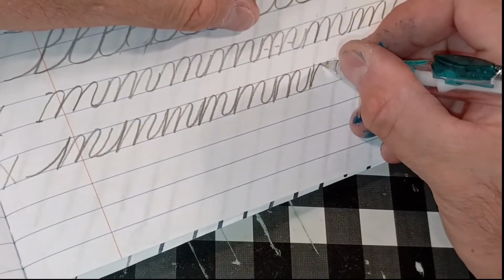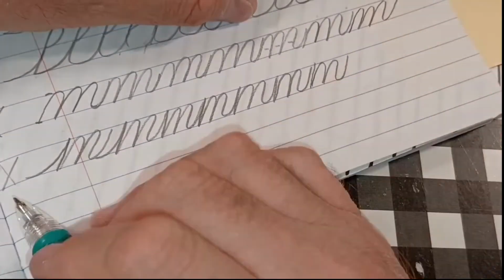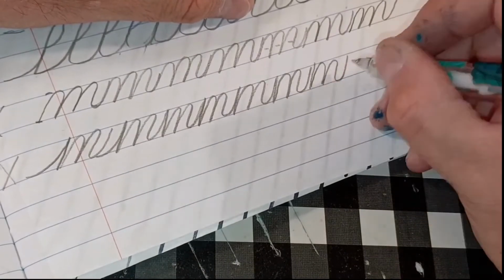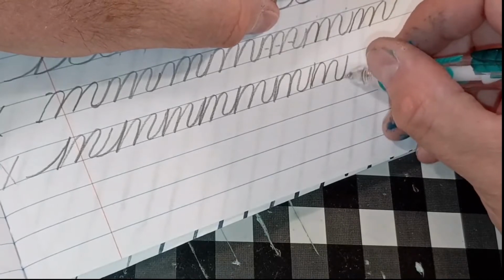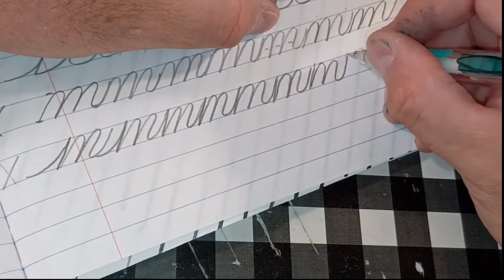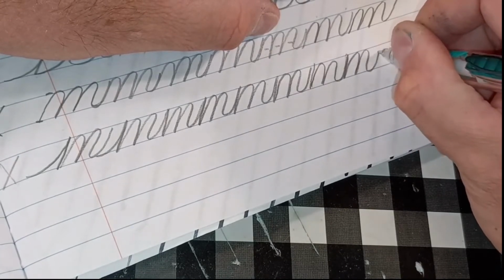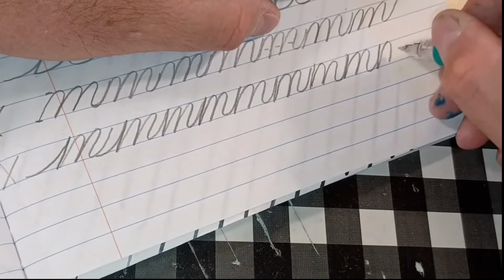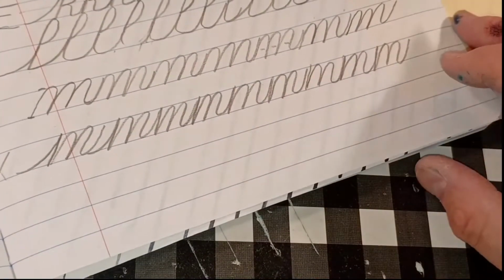Downstroke, overturn, compound curve. Does anybody notice anything funny about this letter? It only takes up 2.5 strokes instead of 4. Downstroke, overturn, compound curve. Downstroke, overturn, compound curve. It's one of the weird ones, but it's a thing.